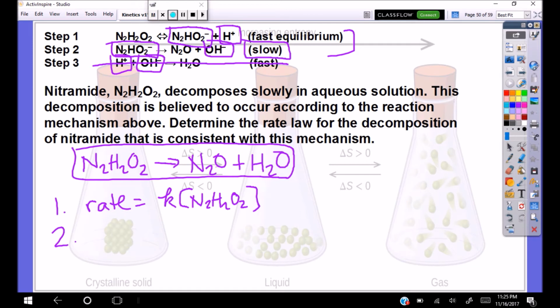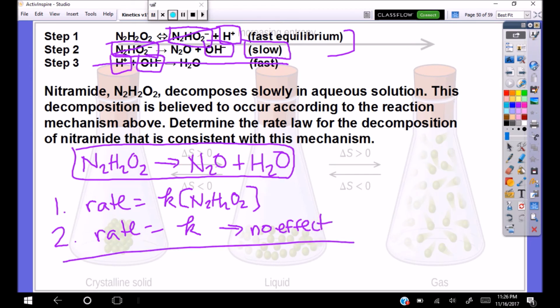Let's look at the rate law for step 2. This one's a little trickier. N2HO2 minus is an intermediate, so there are no reactants here. So the rate is just equal to k. Our first step is first order, our second step is zero order.